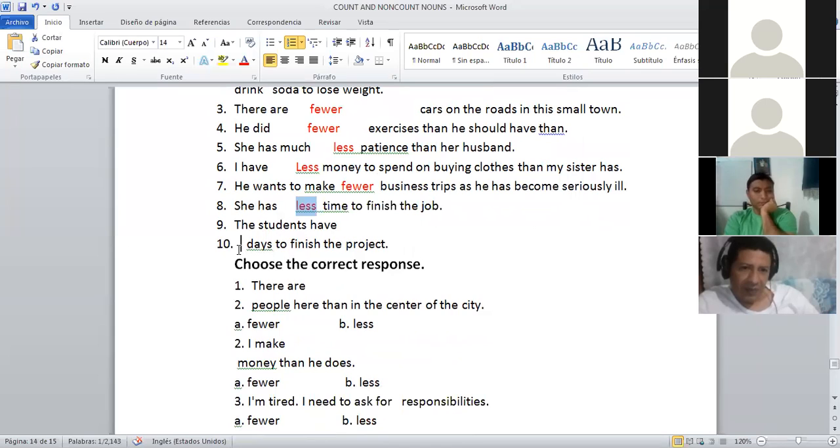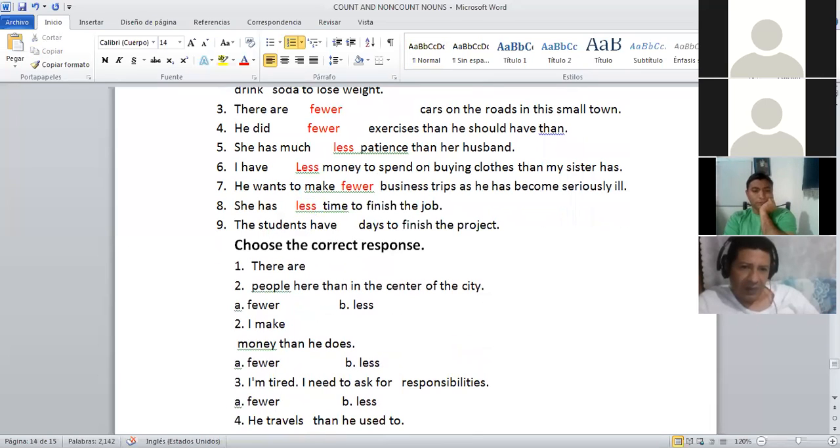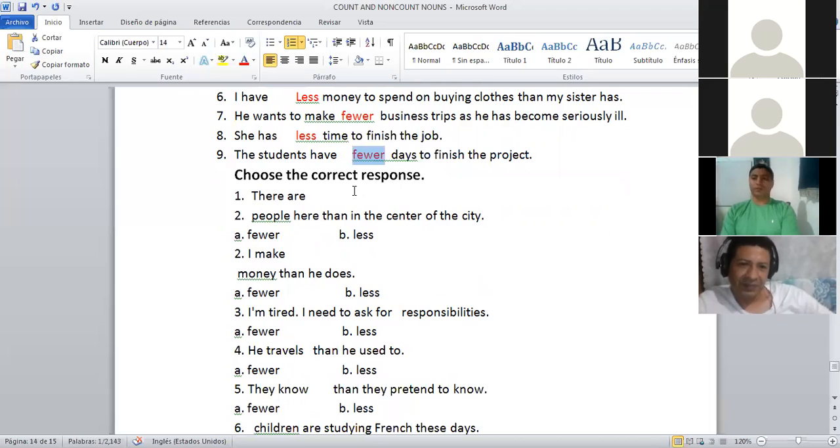The students have less. Okay, now, can you count days? Fewer. Exactly. Fewer days to finish the project. That is correct. Very good. Now, choose the correct response.